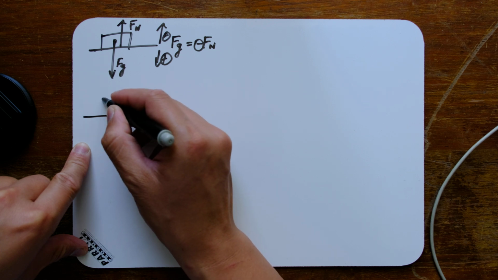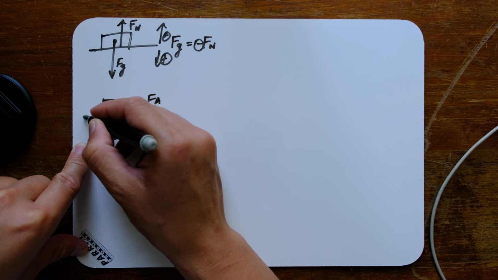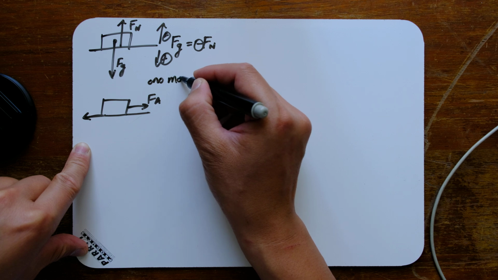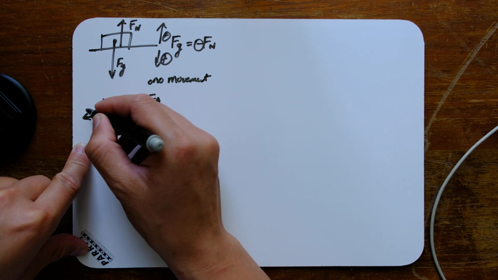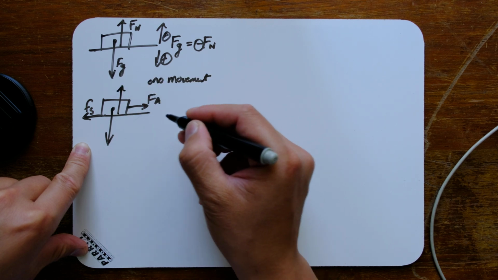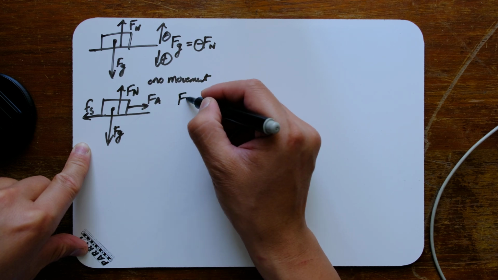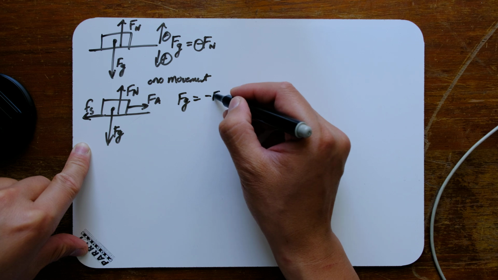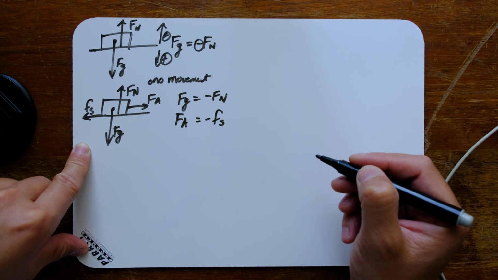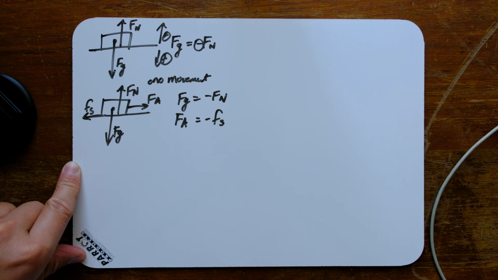Now, if we have an object and it's being applied a force and there is a force of friction, but there's still no movement, okay, this time friction is equal to the applied force and Fg is still equal to Fn, so Fg is still equal to negative Fn, but Fa is equal to negative Fs. Okay, this is where things start getting a little bit more interesting.